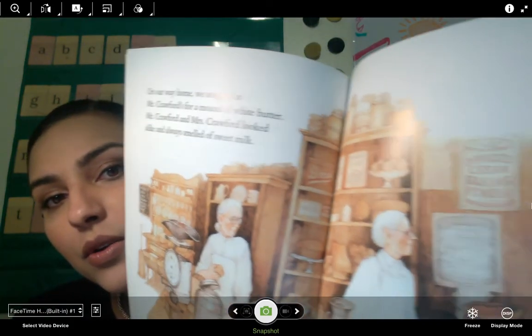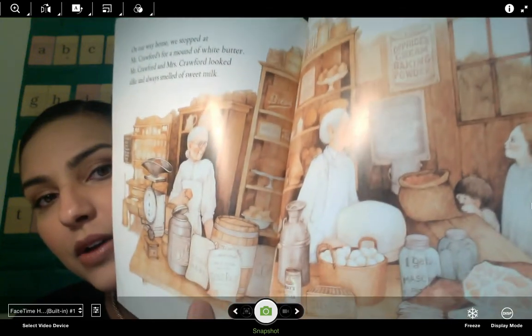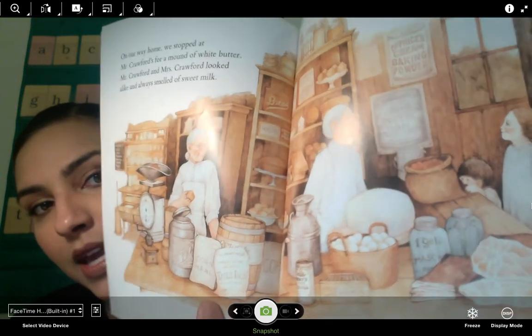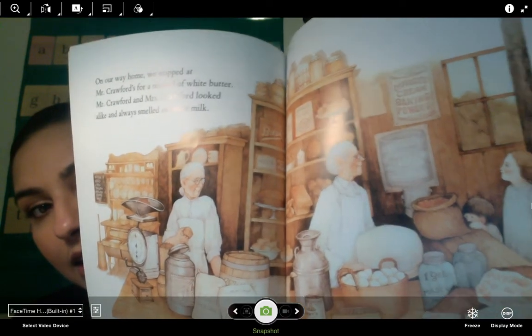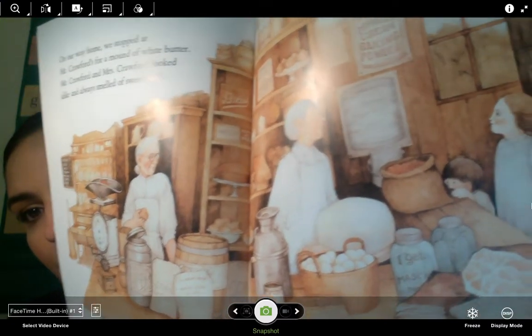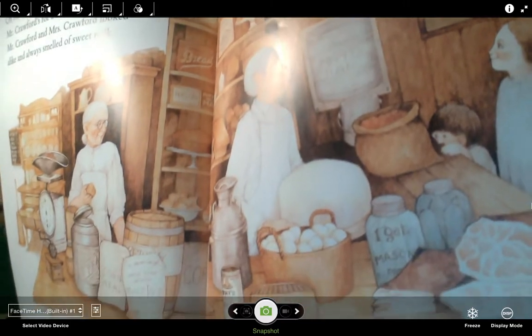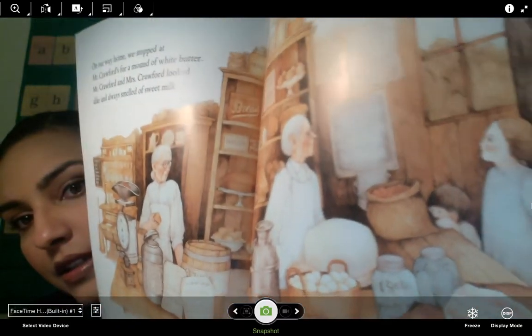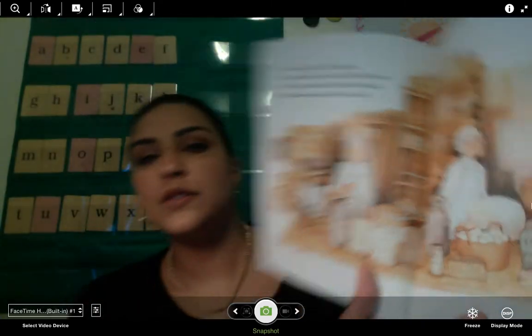On our way home, we stopped at Mr. Crawford's for a mound of white butter. And Mr. Crawford and Mrs. Crawford looked alike and always smelled of sweet milk. So look really close at the illustration. Look at their faces. Thinking about why would she write this story?